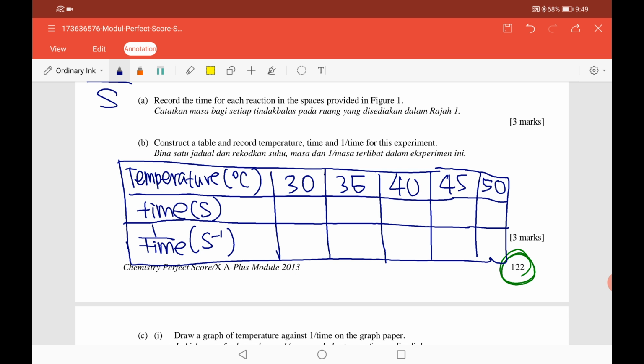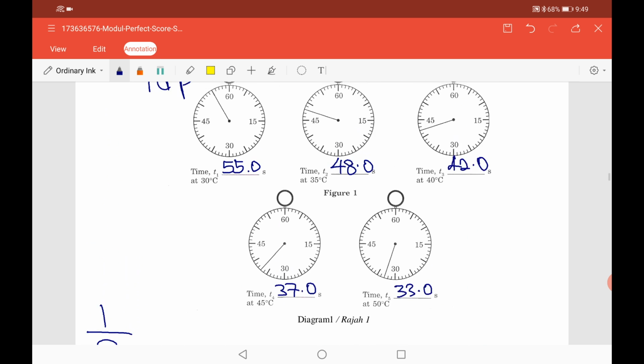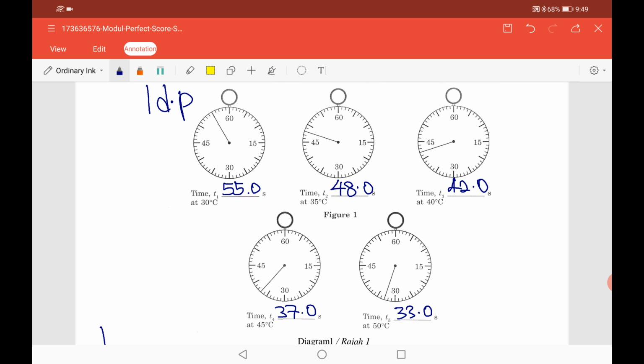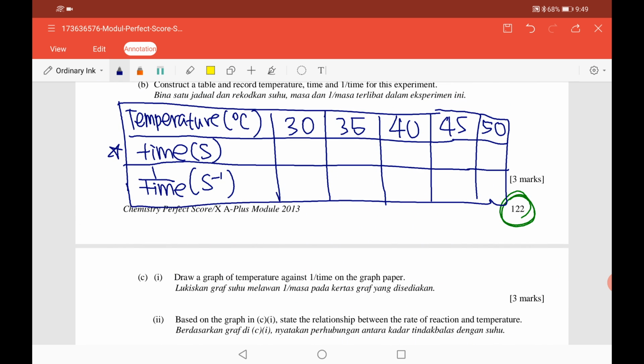Okay, so this time, you must be careful with the decimal point because this is the time that we recorded just now. So remember, we need to put 1 decimal point. So in this case, we have 55.0, we have 48.0, we have 42.0, and then we have 37.0, and we have 33.0. Okay? So next one, 1 over time.